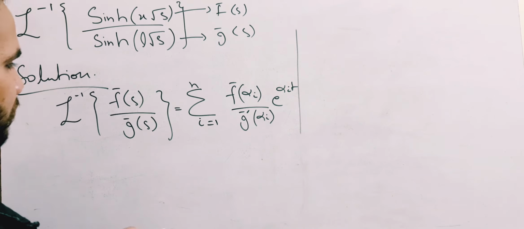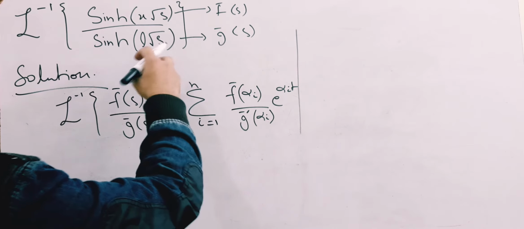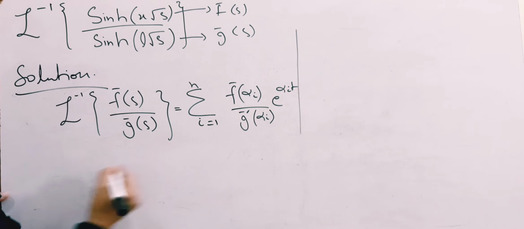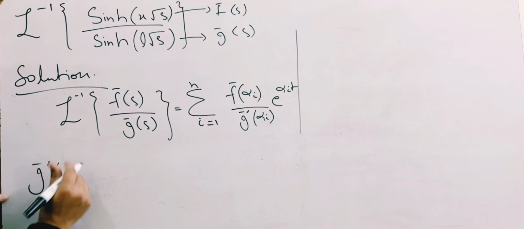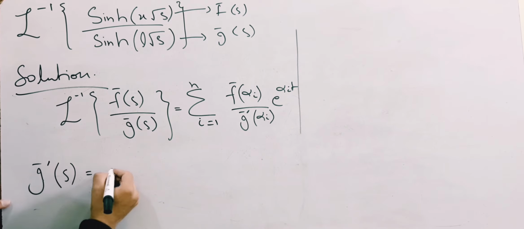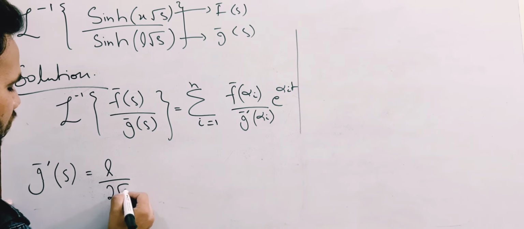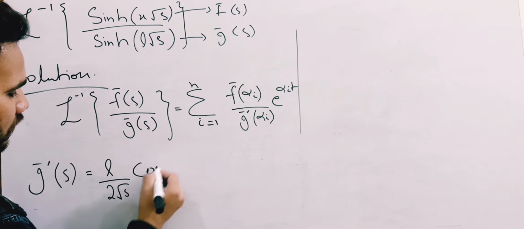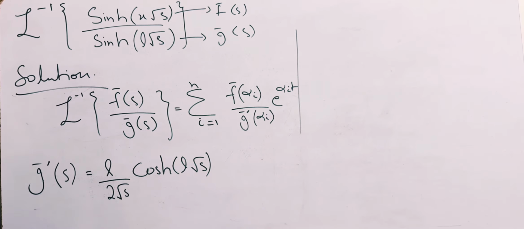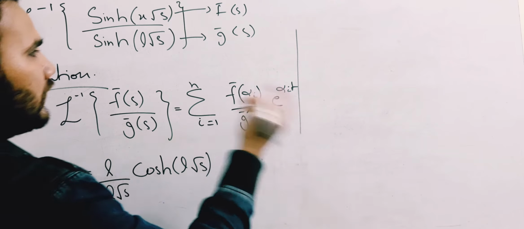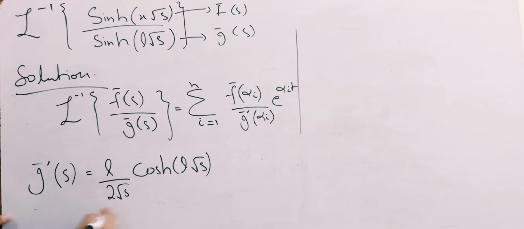Next step, we have to compute g prime. If sine hyperbolic of l radical s equals g bar of s, then g bar prime of s equals l over 2 square root of s times cosine hyperbolic of l square root of s. You can find this easily by the chain rule. Now we have to compute this result, or I can simplify.